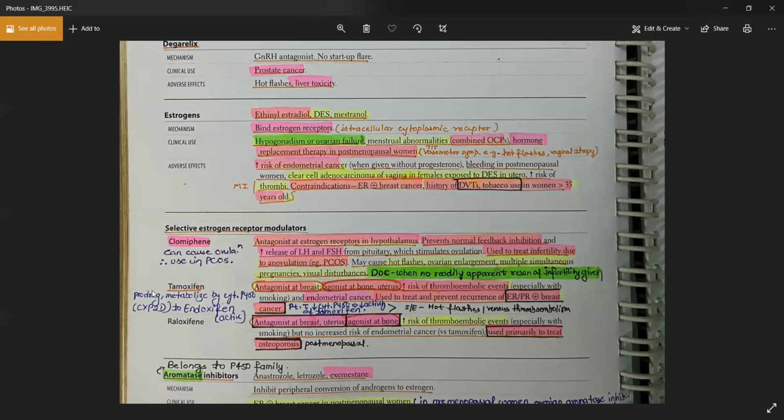Then you have tamoxifen. I told you the function of this drug: antagonist at breast, agonist at bone and uterus. You will give this drug for the treatment of breast cancer, but it can cause endometrial cancer also as a side effect, right?